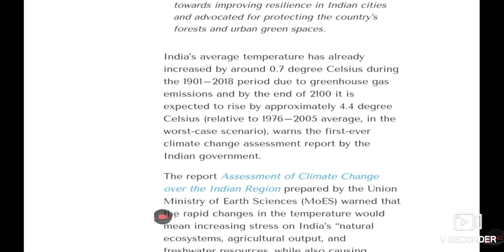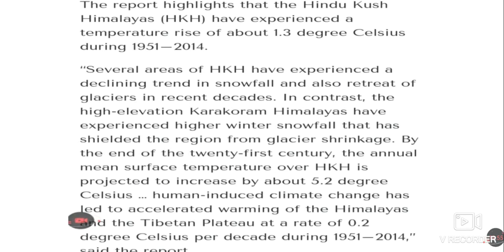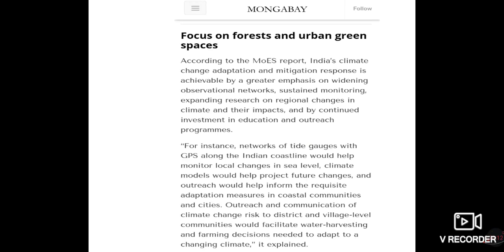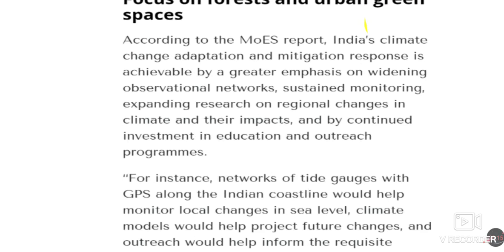Then this is some of the study. The Indian average temperature has already increased 0.7 degree Celsius from 1901 to 2018. This is one of the new studies. And another one I will show you, the Himalayas effect. This is one of the studies. The Hindu Kush Himalaya has been experiencing a temperature rise of 1.3 degrees compared to 1951 to 2000. And regarding forests, especially in urban and green spaces, according to the MoES report, Indian climate change adaptation and mitigation response is achievable, with greater emphasis on widening observational networks and sustained monitoring research in regional areas.